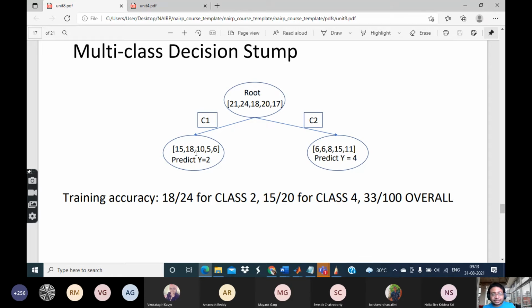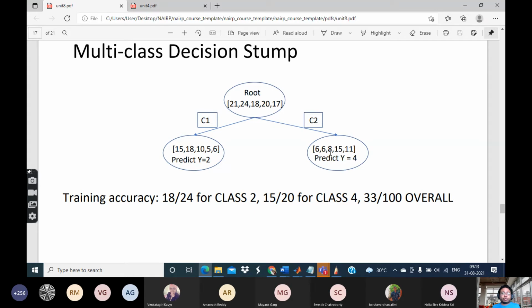So in this case, let us say, this was the root where these were the different frequencies of the different ratings. Now if we split with respect to company C1, we find that this is the frequency distribution of the different ratings, and if the company is C2, then this is the corresponding frequency distribution.